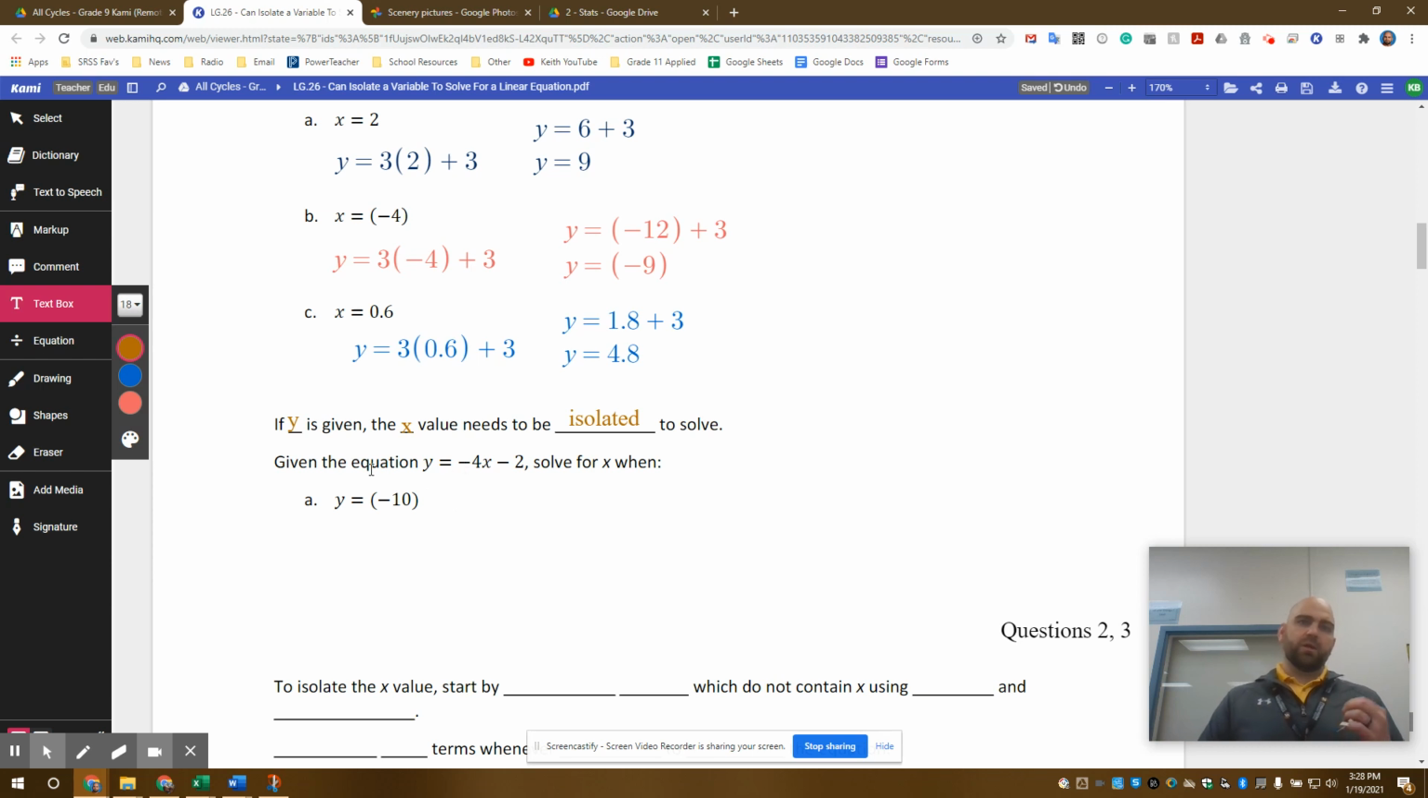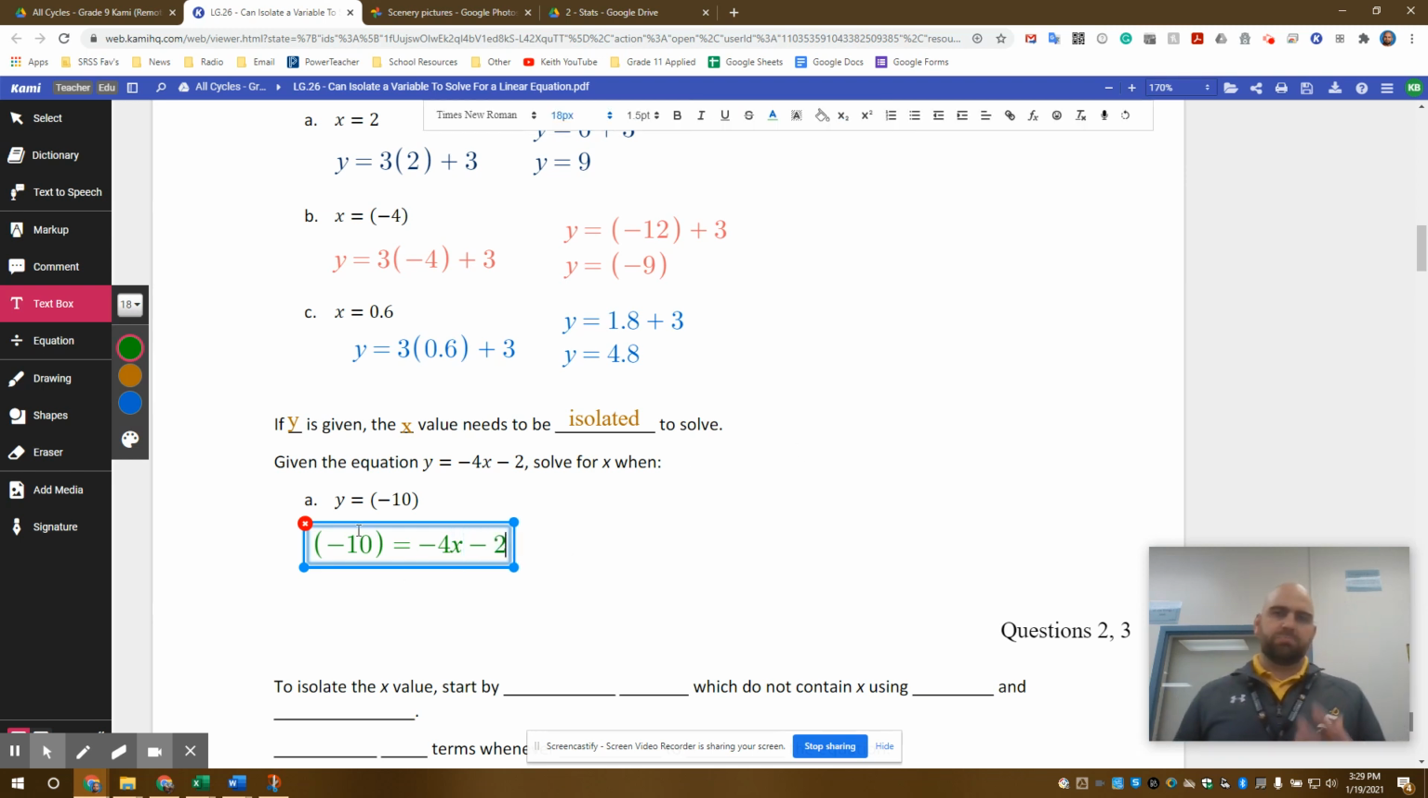So this first one here, we are given that y is equal to negative 4x minus 2. We want to solve for what x is when y is negative 10. Well, in this case here, we actually are going to plug the y value in instead of the x like we did up on top. Okay, so here we're going to start with the y value. So we're going to do negative 10 in here is equal to negative 4x minus 2.